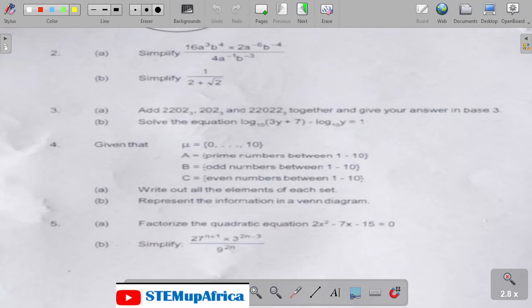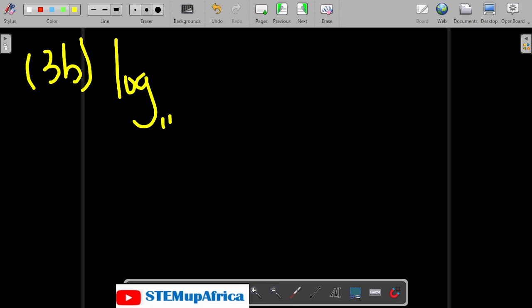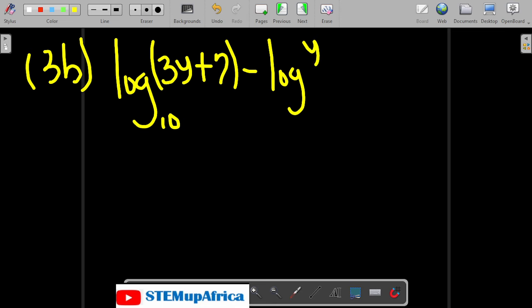So let's look at 3b. It's logarithm. We should solve the equation log base 10 of (3y plus 7) minus log base 10 of y equals 1.